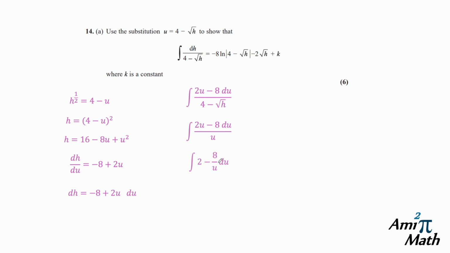And that can just be rewritten as 2, as the u's cancel out, minus 8 over u du. And now we just need to integrate this. So we know that this will just become 2u and this will become minus 8 ln u, and then obviously you can't forget your plus c.